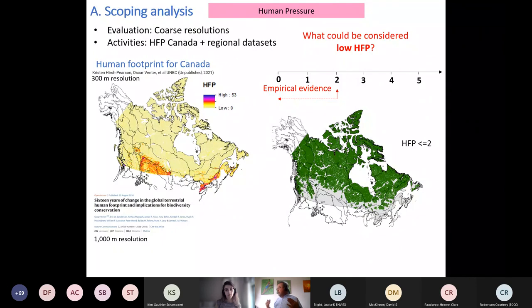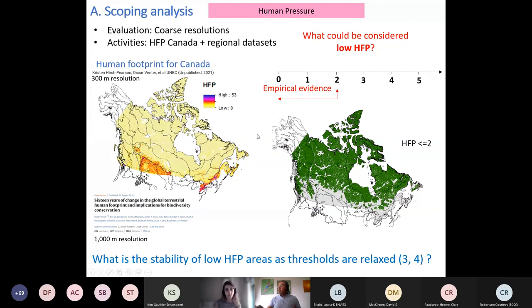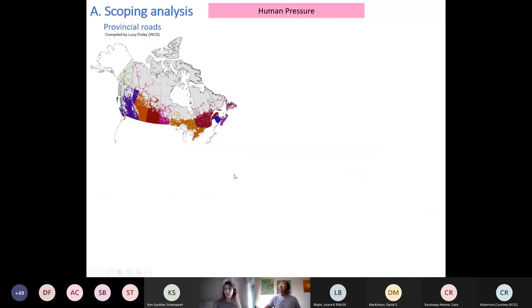So it's clear that in the south of Canada we have high pressure from human activities. So we are playing with relaxing the threshold to 3-4 to see what the effect is on the stability of these regions. Just to mention that they are very stable when you relax the threshold, but we are running this kind of analysis.